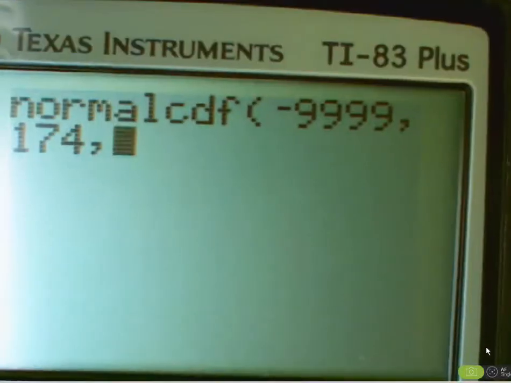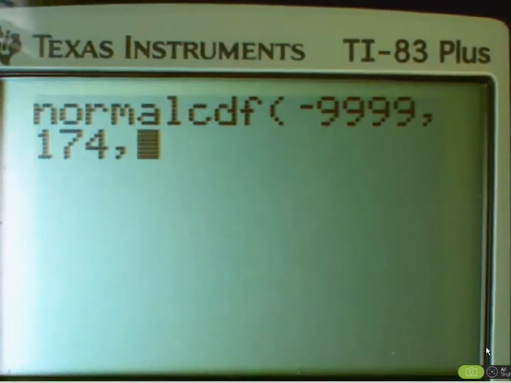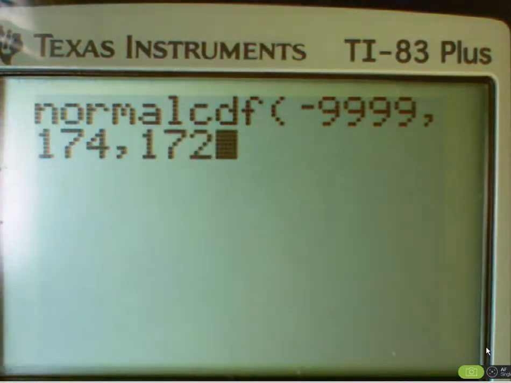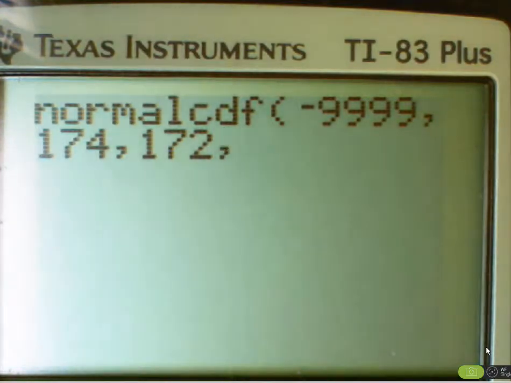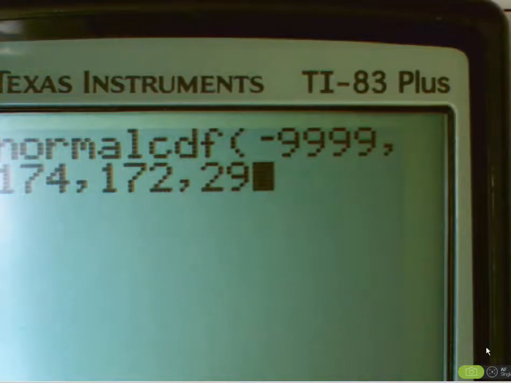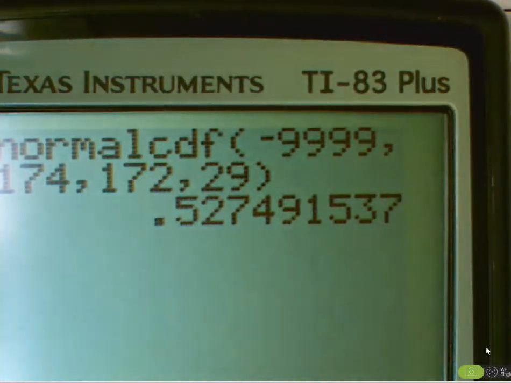And if I close the parentheses right there, the calculator would assume that the mean weight of an individual was 0 and the standard deviation is 1, which is not the case at all. So I need to tell the calculator the mean weight of this population is 172 with a standard deviation of 29. Rounded to 4 decimal places, I would get 0.5275.